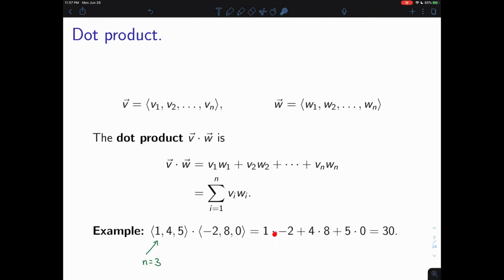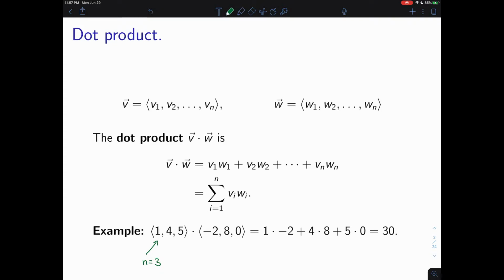And multiply those together. 1 times minus 2. And then we take 4 times 8. The second entry is 4 and 8, and do 4 times 8. And the last entry is 5 and 0. So do 5 times 0.